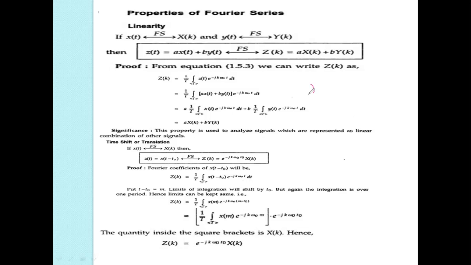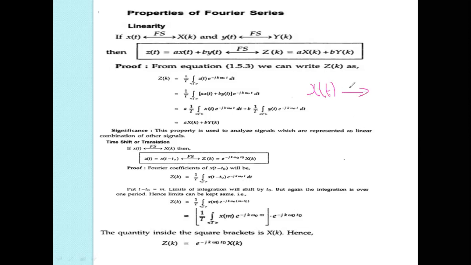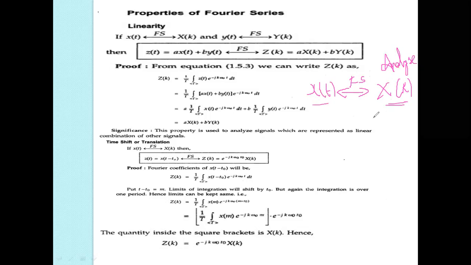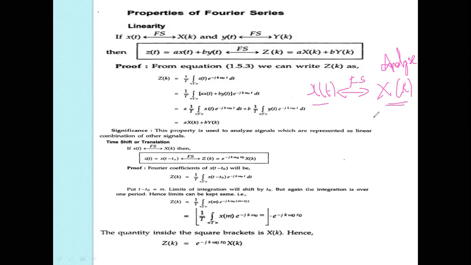x of t has a Fourier series relation with x of k. X of k is the analysis equation and x of t is the synthesis equation. Using these two relations, mostly for the Fourier series, we use the exponential Fourier series for analyzing. All the properties I also have to prove by using the analysis and the synthesis equation.